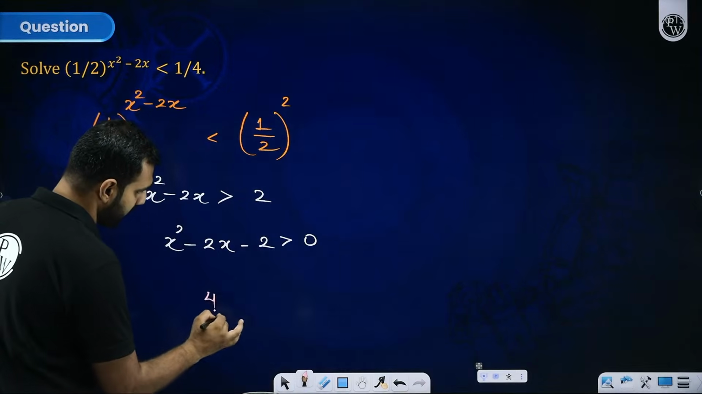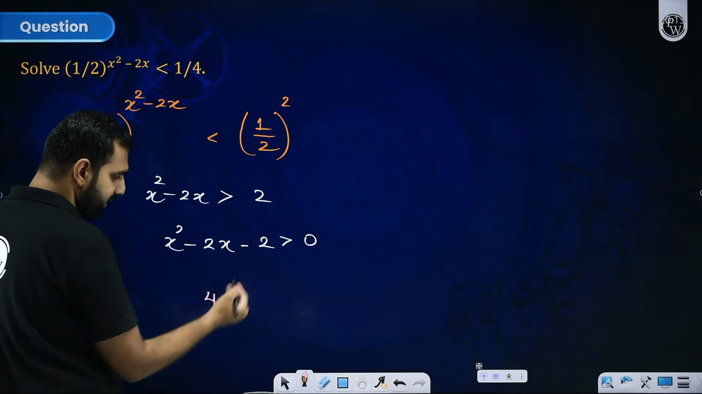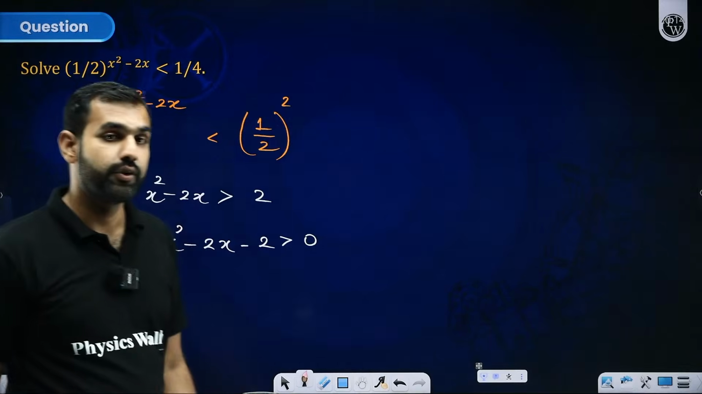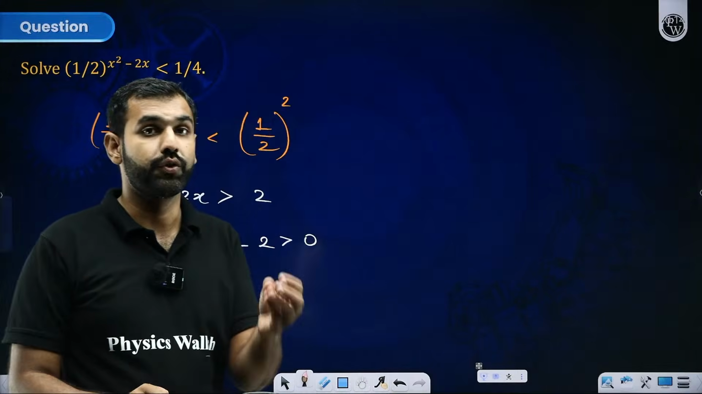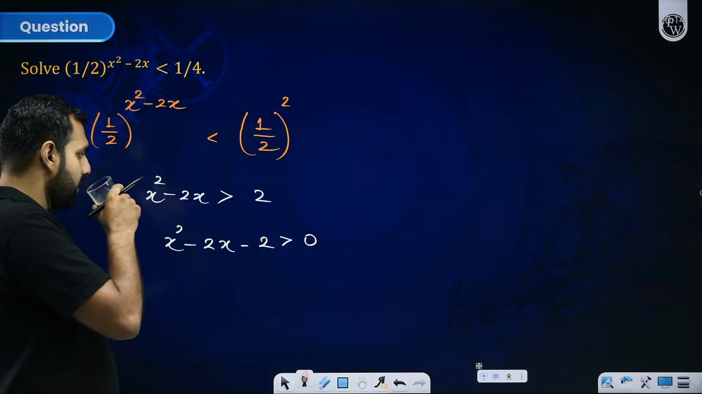Discriminant will be b square minus 4ac, which is 4 minus 4ac. So 4 into minus 2, that is 8. So it is going to be 12. So discriminant is positive. Discriminant is positive means its roots will be real and distinct. With this, I will solve this. How? Let's talk about that.